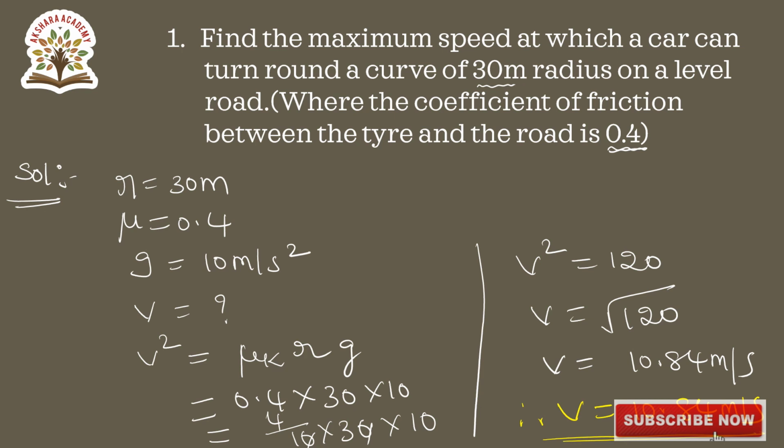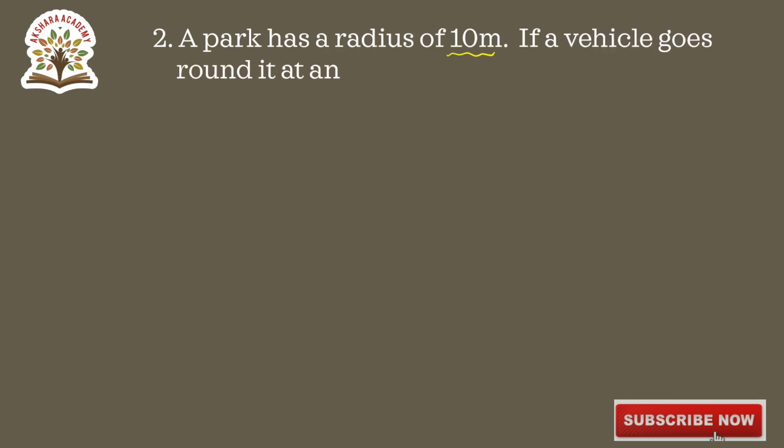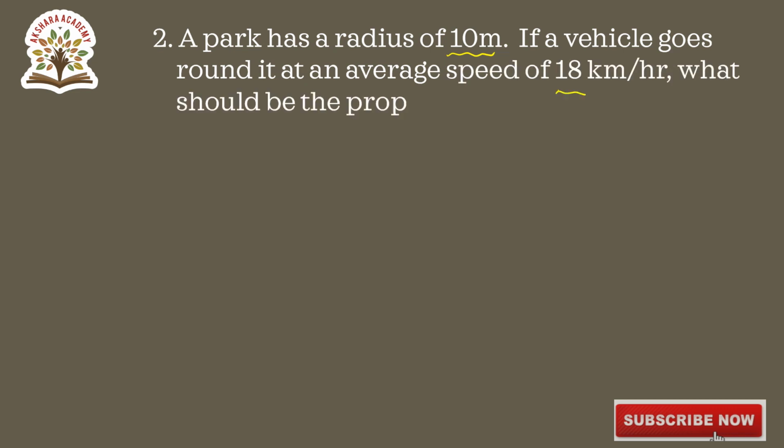Okay, next we will go to the next question. Second one: a park has a radius of 10 meters. If a vehicle goes round it at an average speed of 18 km per hour, what should be the proper angle of banking? Here you have to calculate the angle of banking. They given a radius R is equal to 10 meters and the speed is equal to 18 km per hour. Let us go to the solution.